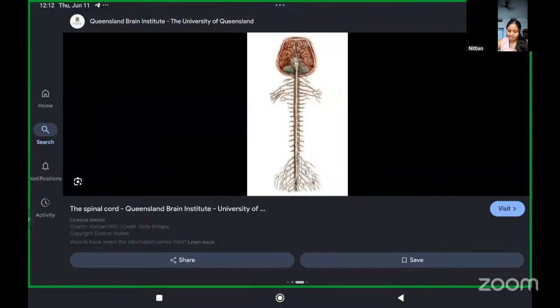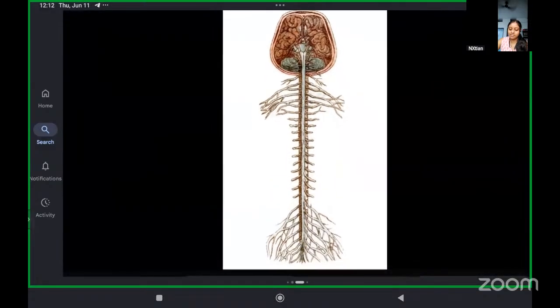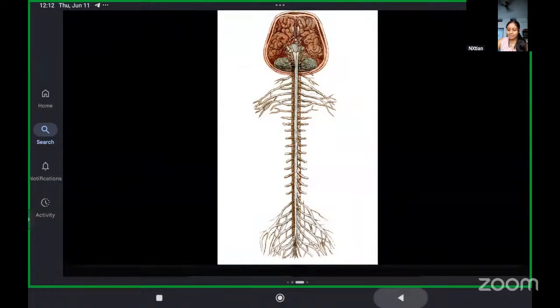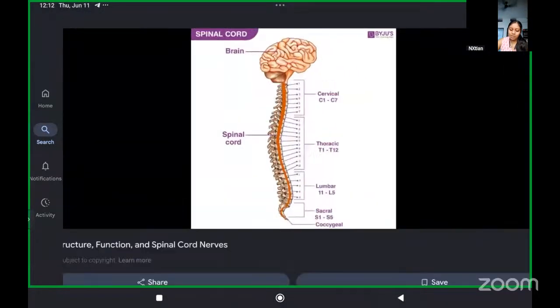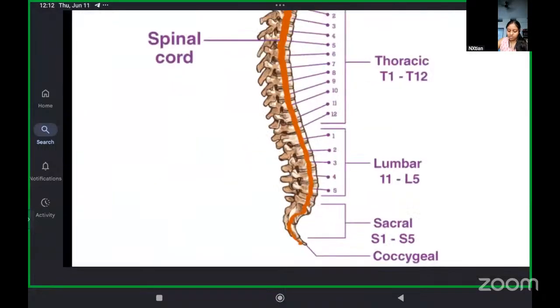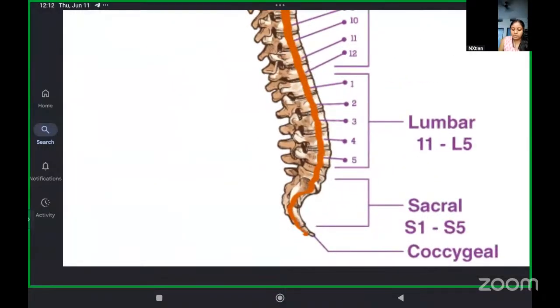This is how it looks connected with the brain. The brain is there on top, and then the cervical cord. This is the tailbone at the end. The little curve is the tailbone.